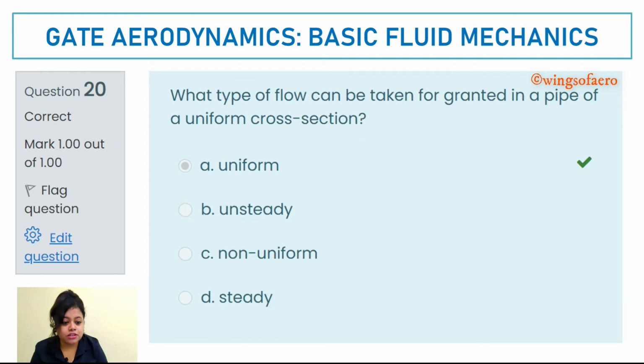Moving to the last question: what type of flow can be taken for granted in a pipe of uniform cross section? Whenever it talks about some kind of direction or cross section, it has to be represented with respect to uniform. Here they have said the flow is in a pipe with a uniform cross section, which means it is talking about uniform flow. The right option is uniform flow, that is option A.